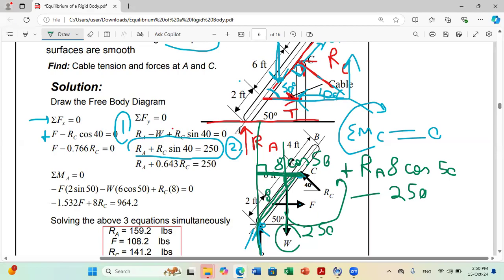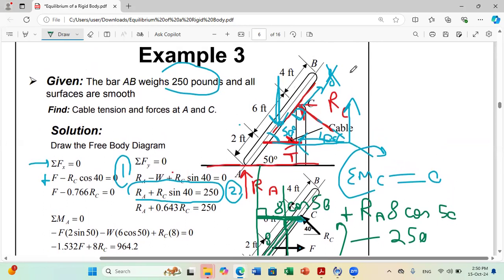It's not clear in this figure anymore, so I will show it for you here. This is your weight. Your weight is passing by the middle of your rod. What is the total length of your rod? 2 plus 6, 8, plus 4, 12. So this distance is 6 feet. And what you want is the distance from the weight to C. This distance is 8 minus 6, which is 2.